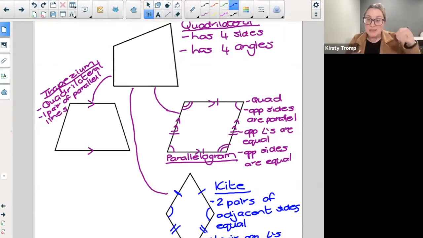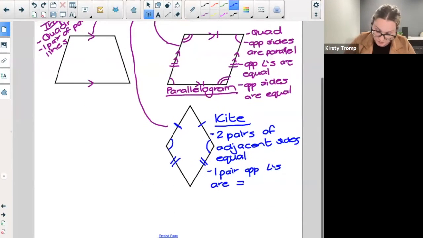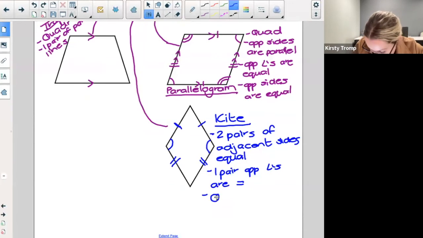All right, so we've looked at a quadrilateral as a whole. We've seen that a trapezium is a type of quadrilateral, a quad is a type of quadrilateral, and a kite is also a quadrilateral. But each of them have their own special properties.